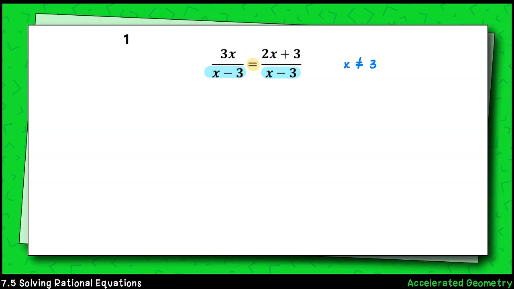Alright, now we'll get to the actual solving. I see that we already have a common denominator between the expressions on the left and right-hand sides. So that means that the numerators are equal to one another as well. To simplify, I'll simply eliminate the denominator from both sides. This would algebraically be the same as multiplying both sides of the equation by x minus 3. From here, I'm just solving a simple one-step equation. I'll subtract 2x from both sides, and I have x equals 3.